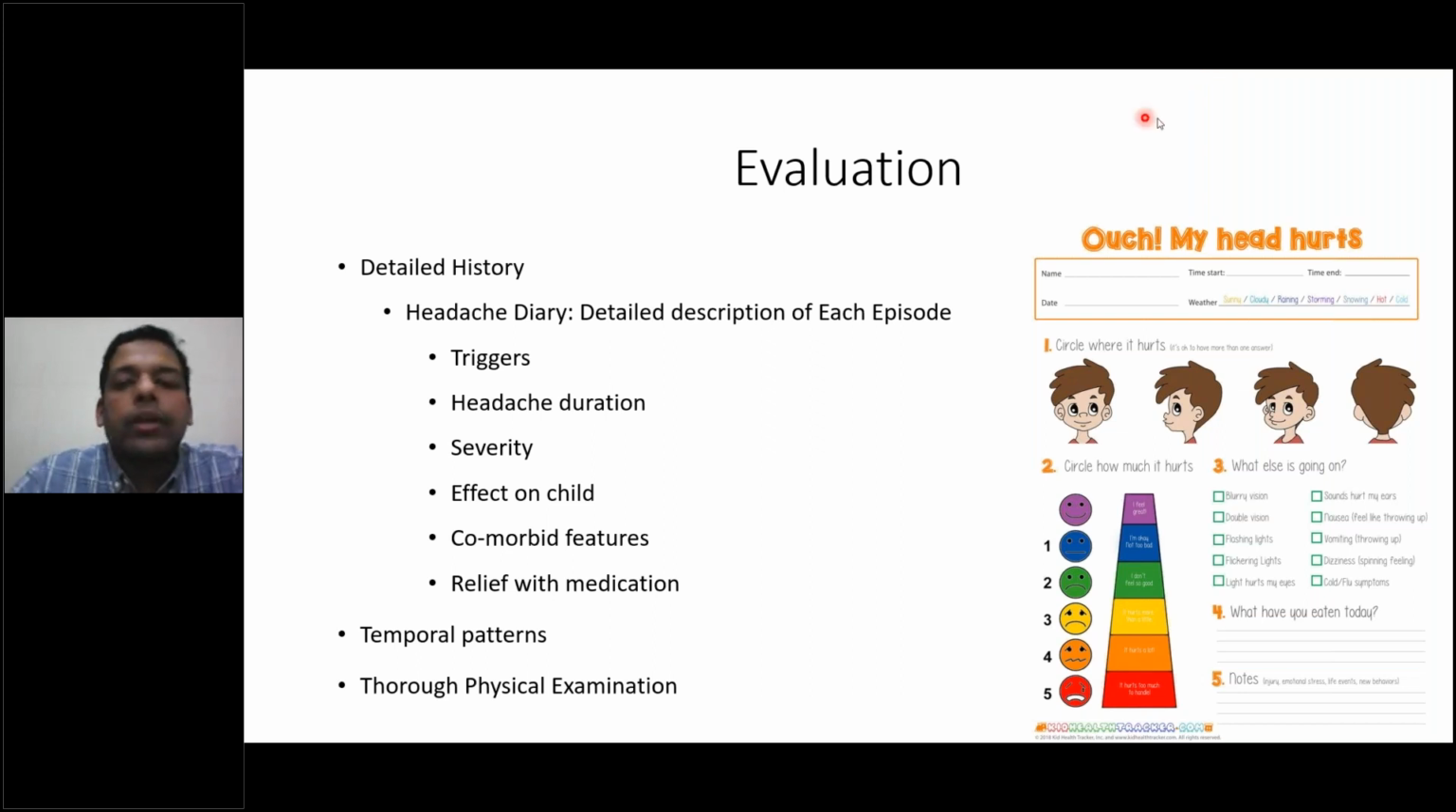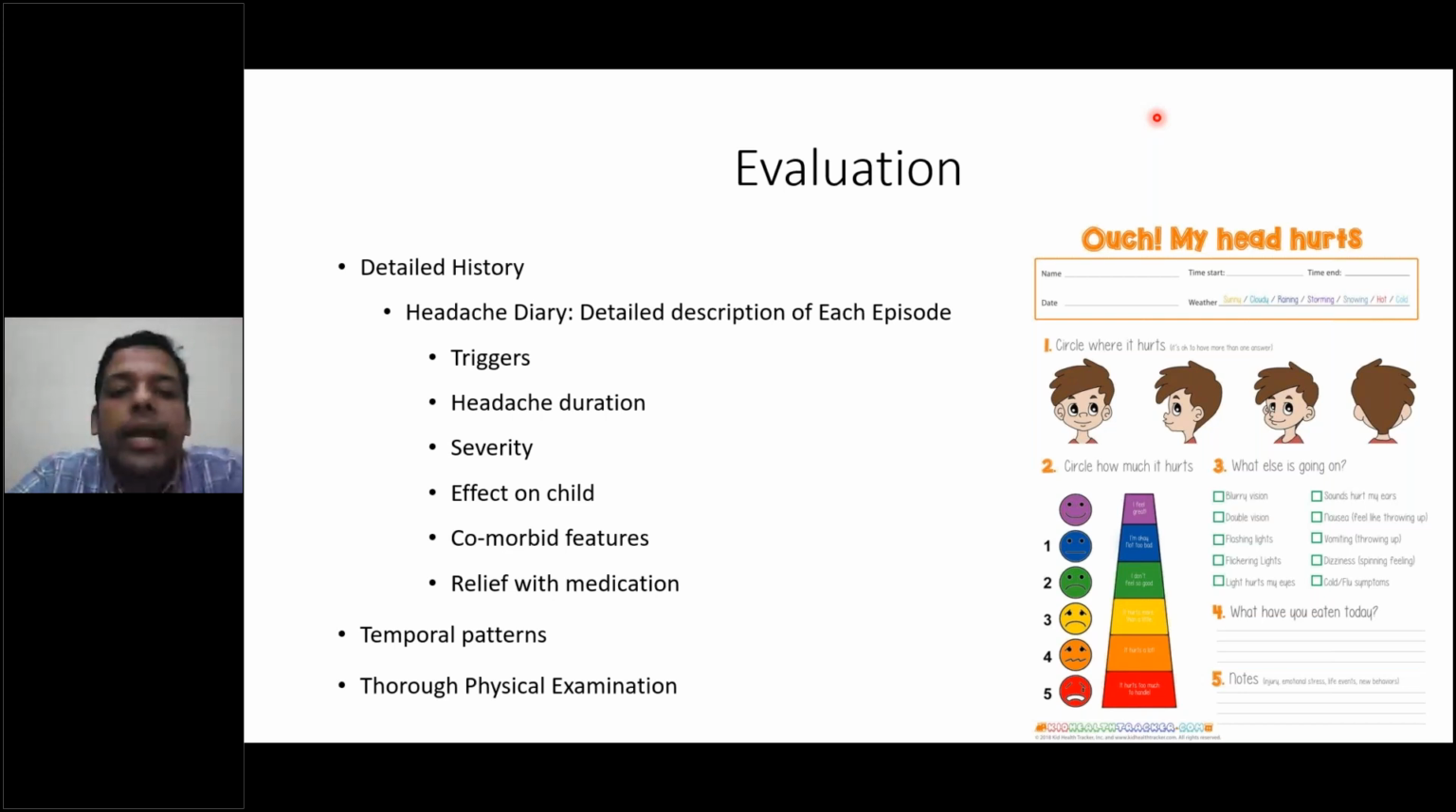Okay, so it becomes difficult because at times the child may not be that descriptive, may not be able to describe it, and the parents might not be able to keep the diary. But if we have a headache diary, that is the best means for us to know about the headache.